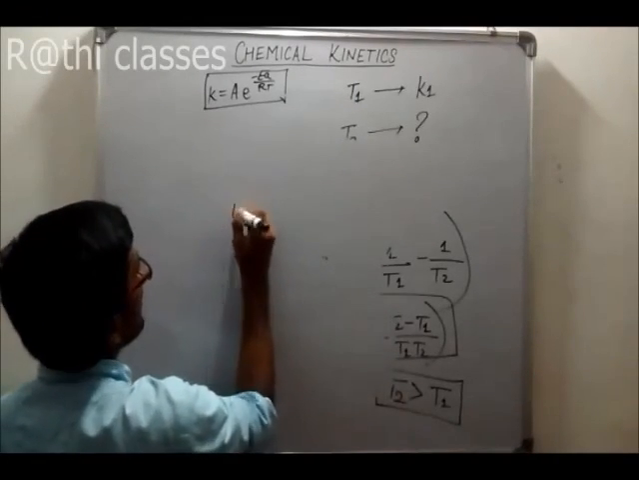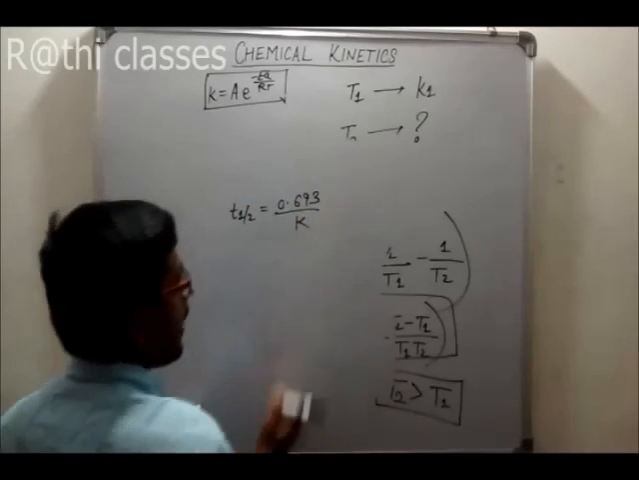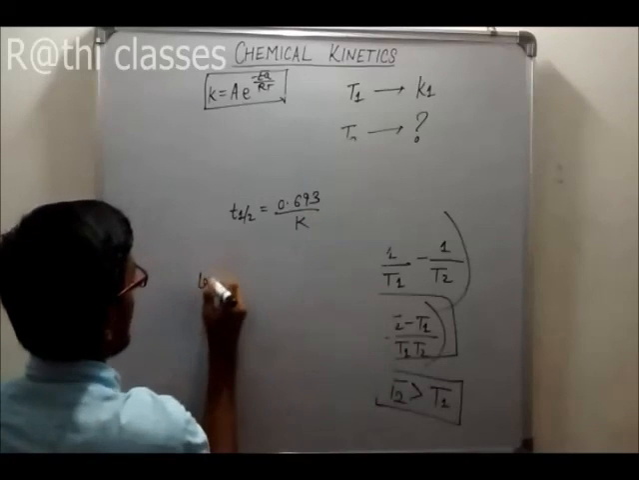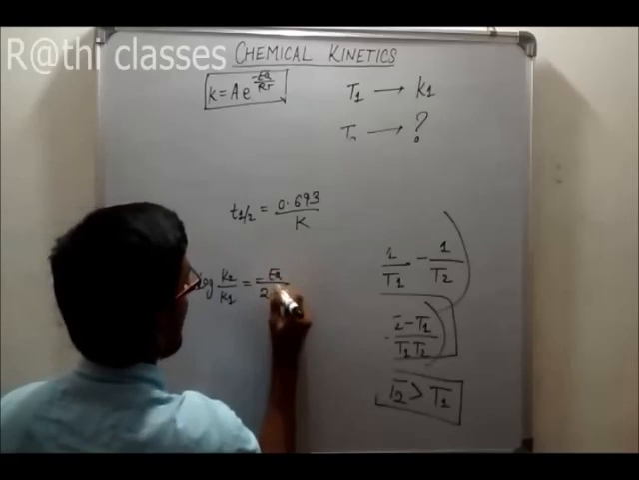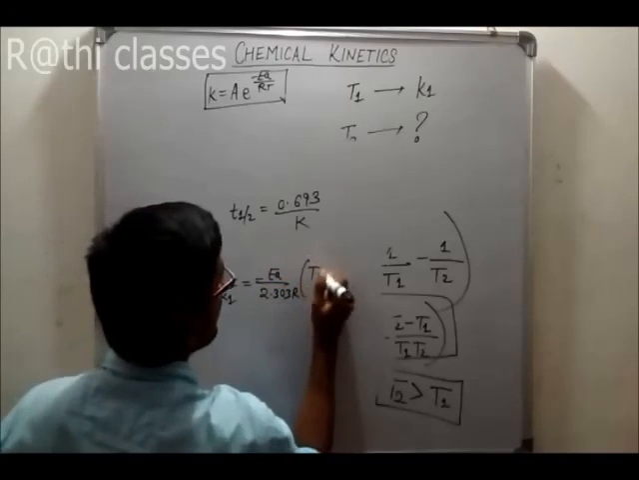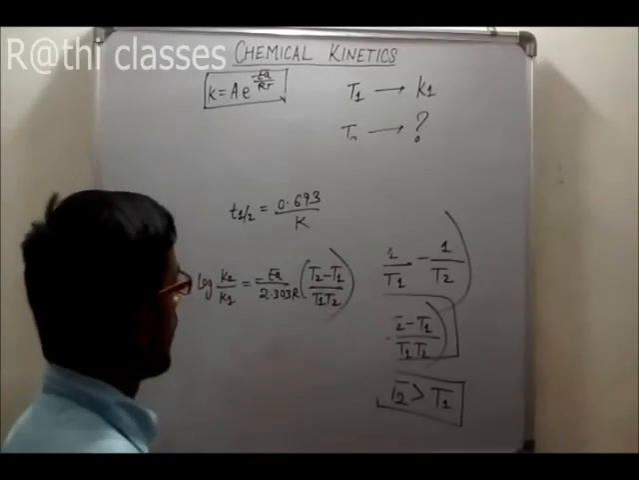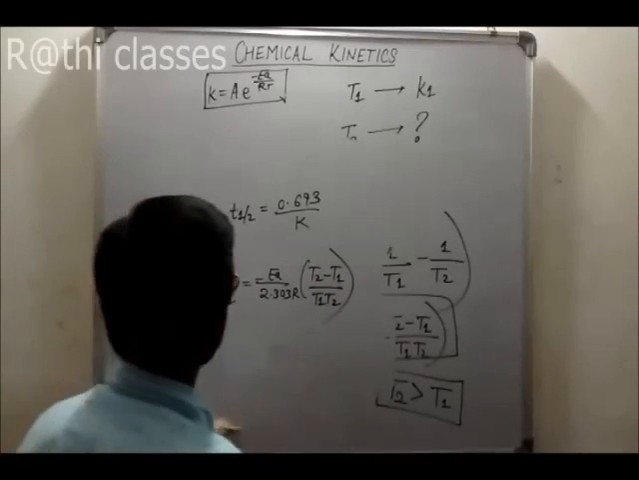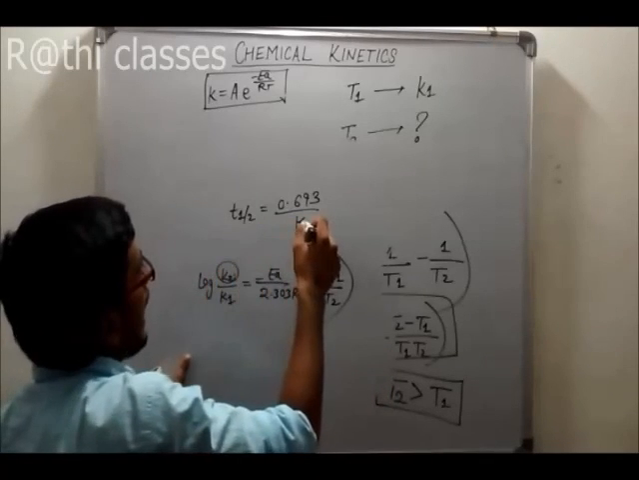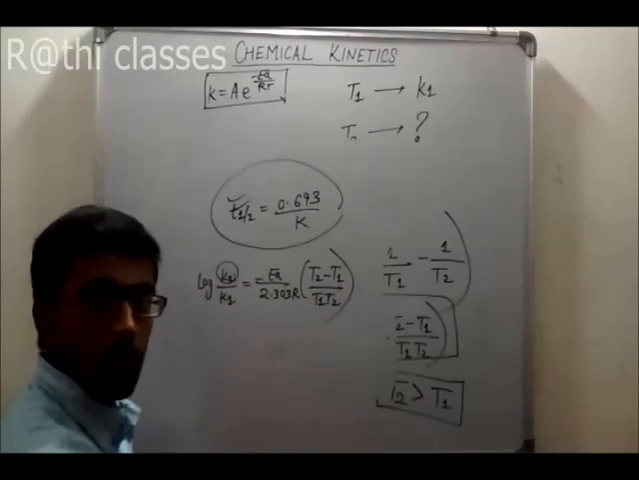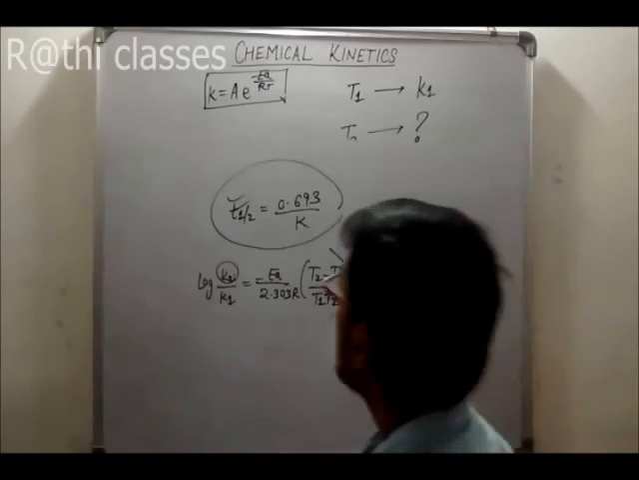For example, if we know the formula T half is equal to 0.693 by K, and this formula, log K2 by K1 is equal to minus E upon 2.303 R into T2 minus T1 upon T1 T2, right? Questions may be framed in such a manner that we need to solve for K2 from here, and put K2 out here, and get this T half, right? So whatever equations we have derived, we will have to mix them while solving questions, right?